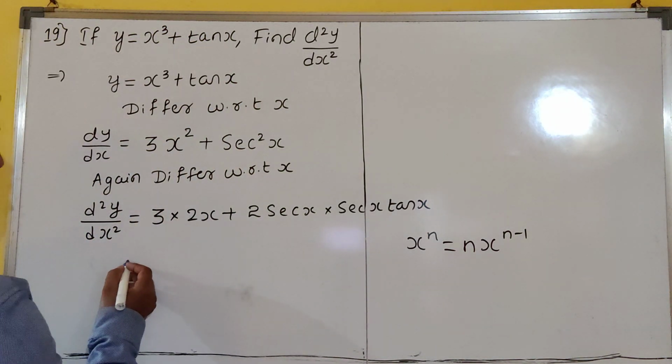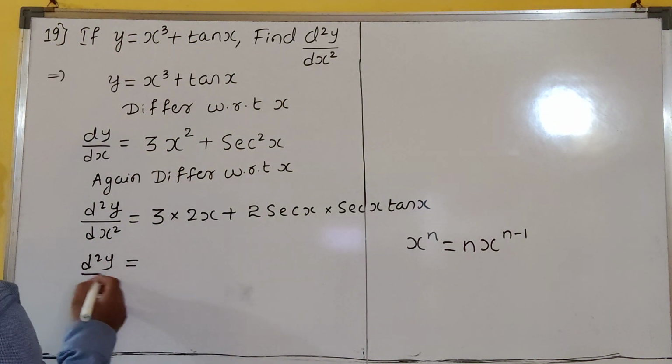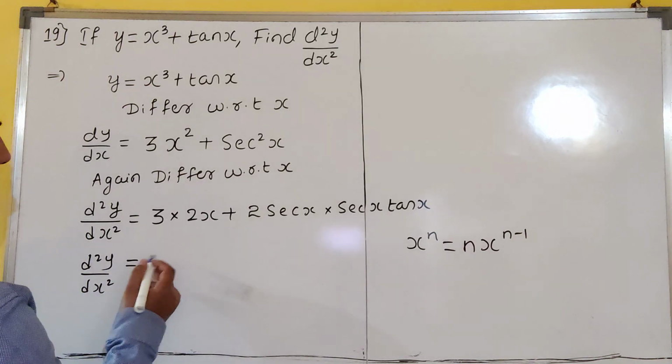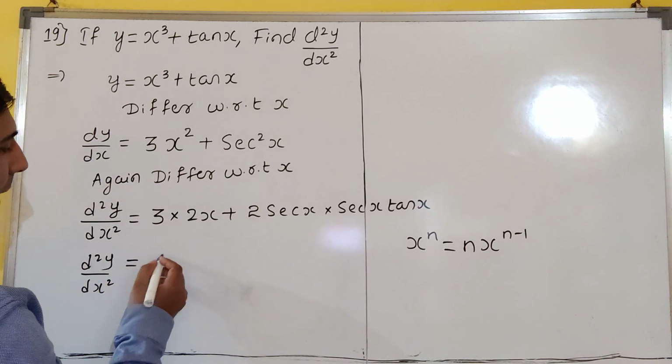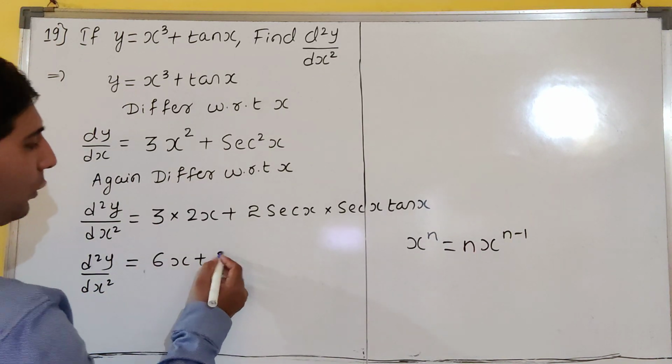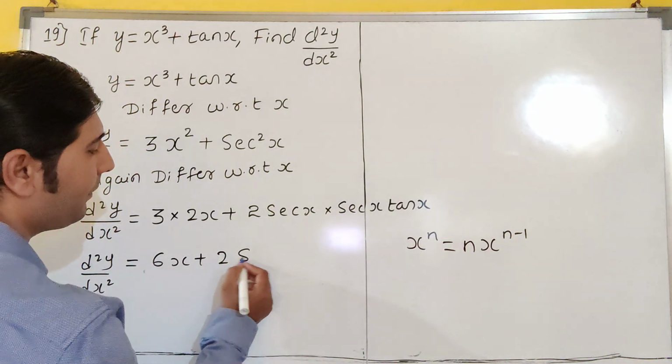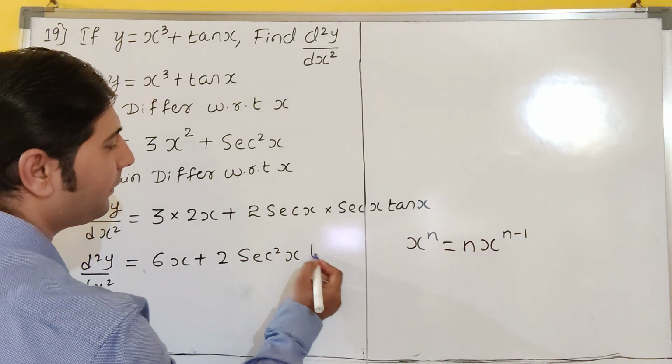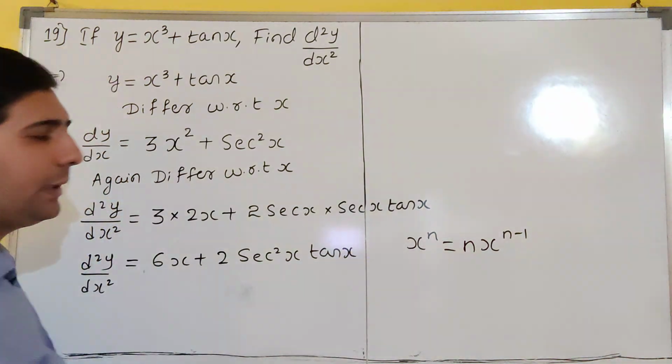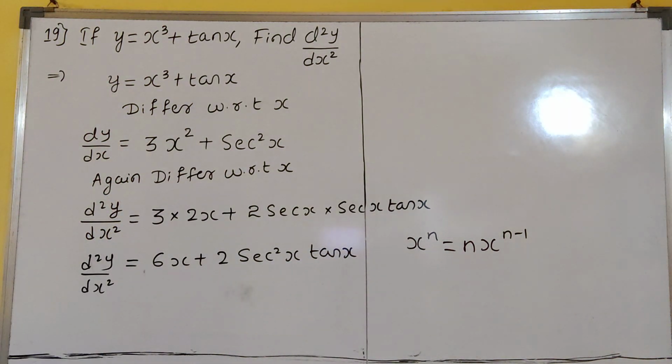So now what you will get, you see, d square y by dx square is equal to 3 twos are how much? 6x. Plus 2 sec x into sec x square into tan x. This is your required answer, dear students.